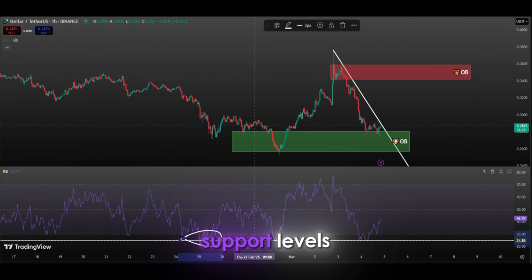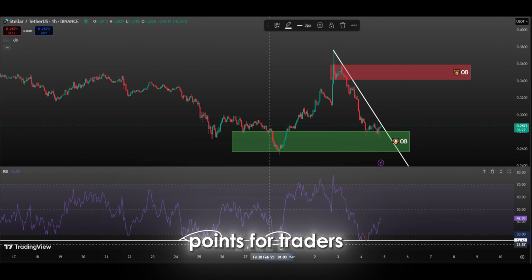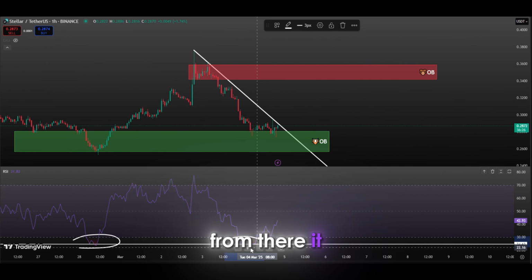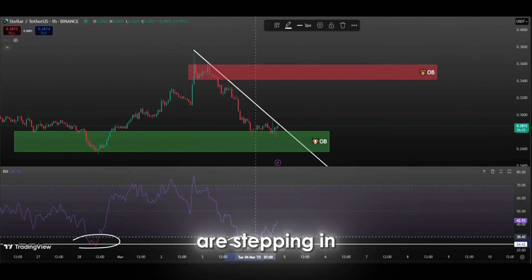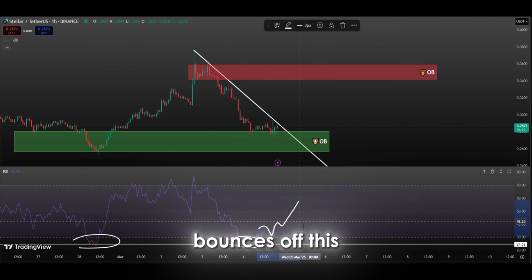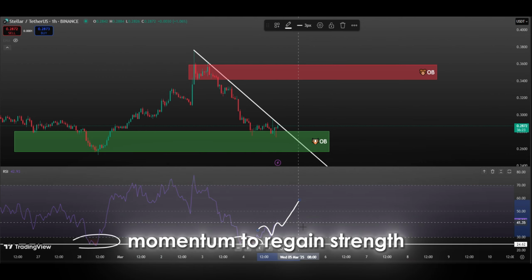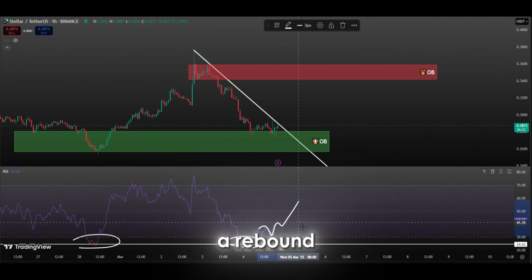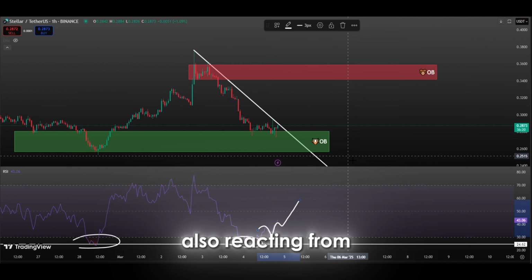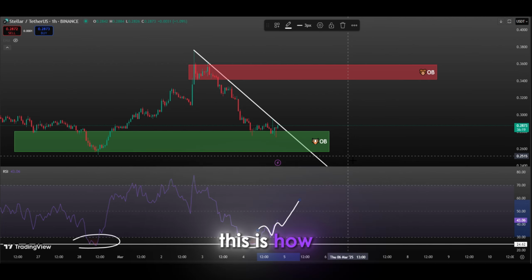Such RSI support levels are important decision points for traders, especially when the RSI falls to a certain level and makes an upward reversal from there. It can be a sign that buyers are stepping in and the price may move upwards. When the RSI bounces off this support point, it usually allows momentum to regain strength and the price to embark on a rebound. This can be a stronger signal, especially when the price is also reacting from a support at the same levels. By finding the RSI support points, this is how we can find out where the price can turn, because the RSI moves at the same time as the price.